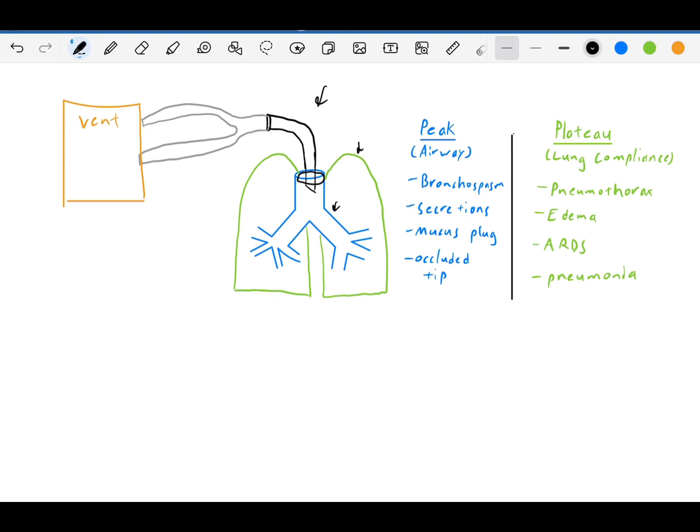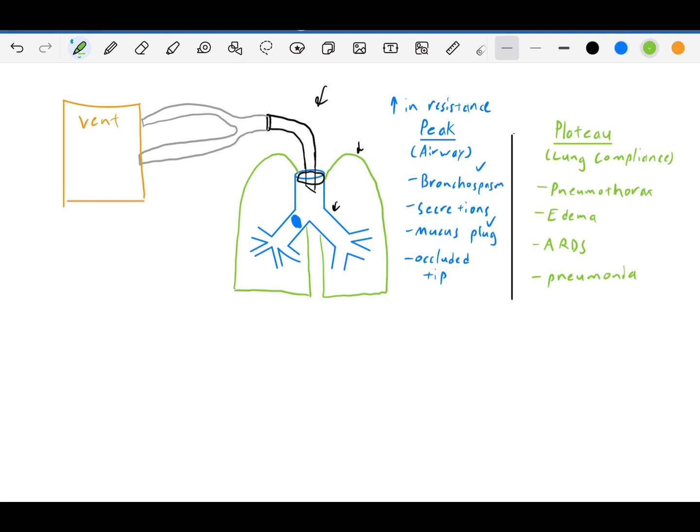The important thing about an elevated peak pressure is that it tells you there is an elevation in the resistance in the actual airways, which is why I drew the airways in blue. What could cause an elevation in resistance in the airways themselves? It could be a bronchospasm. It could be secretions, which could be blocking up part of the bronchus. It could also be a mucus plug, or the ET tube tip itself could be occluded. So remember, elevated peak pressure is looking at the airways, and when it's high, it means there's an increase in resistance.